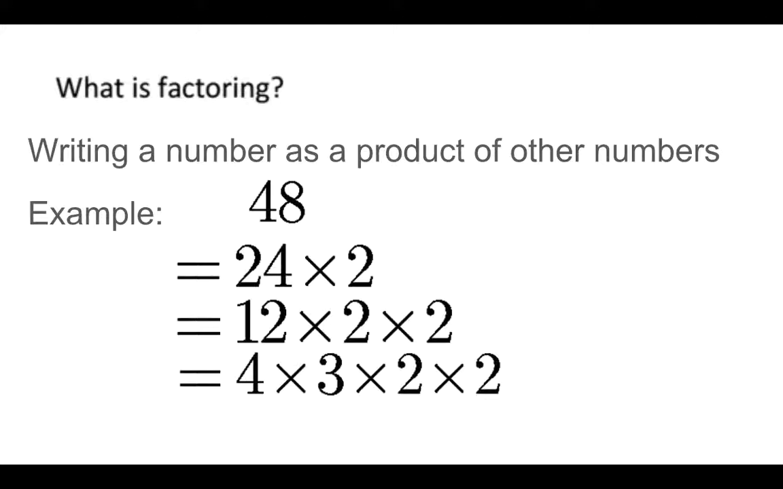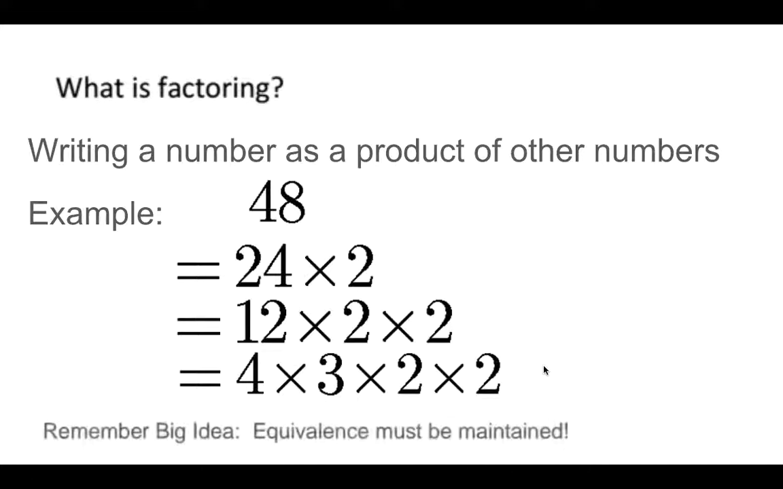But thinking about it like this reminds us that we can check things as well by saying, well, we're saying it's equal. So that's a big idea: making sure that when you say it's equal, it's actually equal. For 4 times 3 times 2 times 2, we can check to make sure they equal 48.